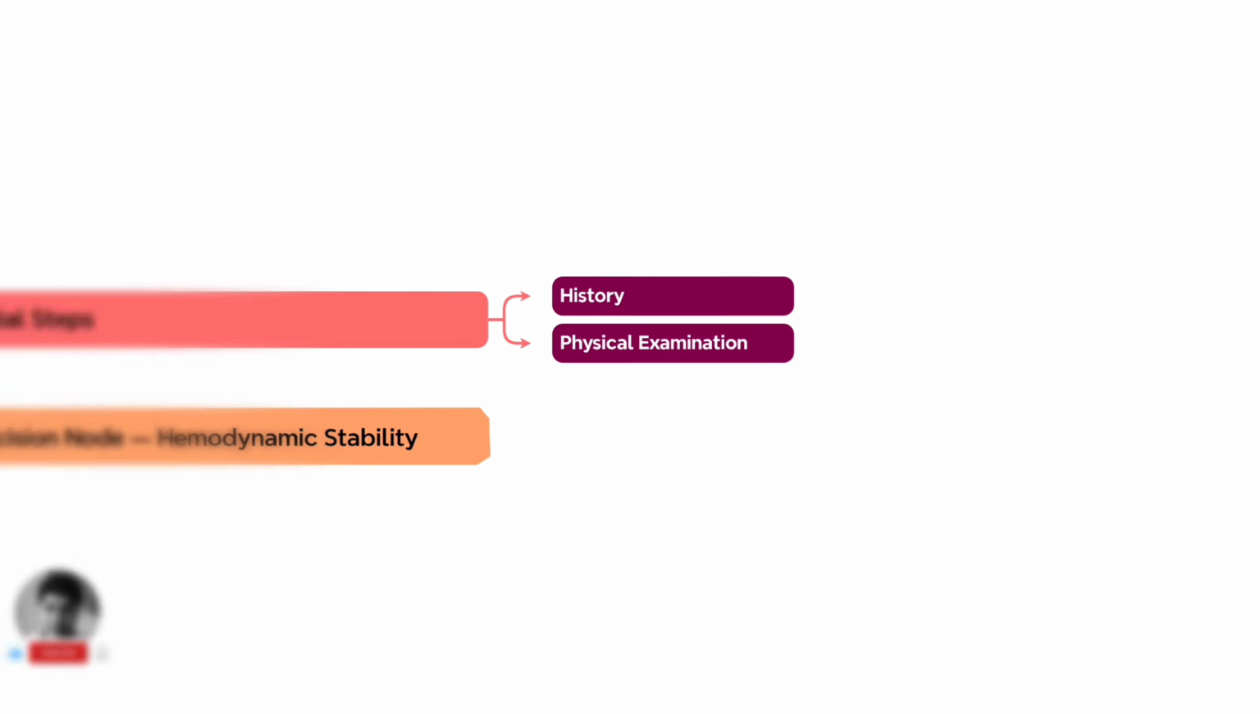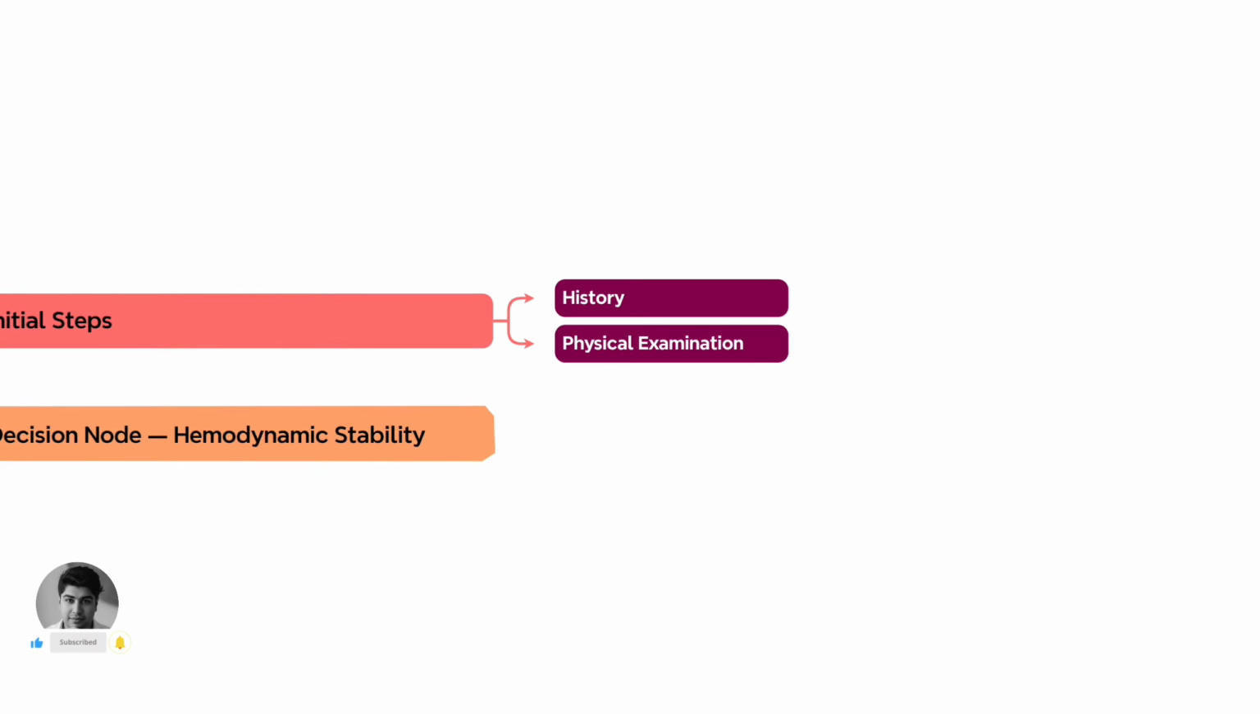Next, physical examination. Your hands tell the story here. Guarding, rigidity, rebound, these are signs of peritoneal irritation. Don't skip lung bases, CVA tenderness, hernia checks, testicular exam when indicated, and rectal exam when it matters. And remember this anchor. Pain out of proportion to exam should make you think mesenteric ischemia or AAA.